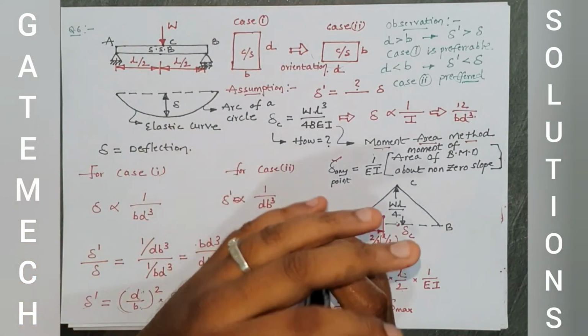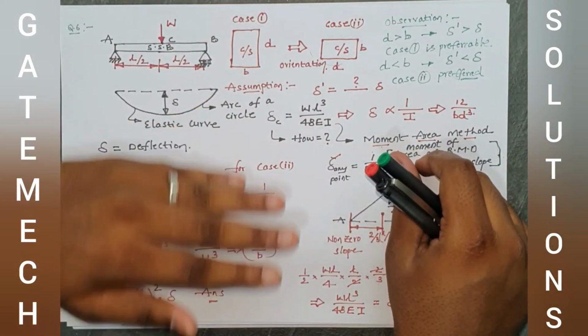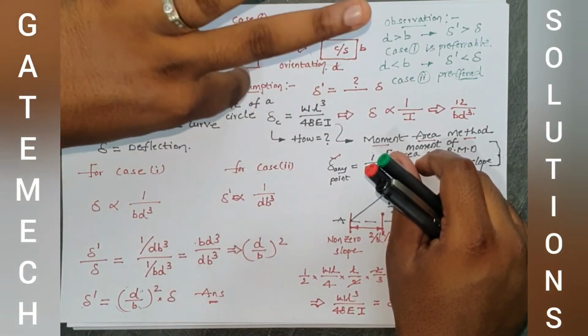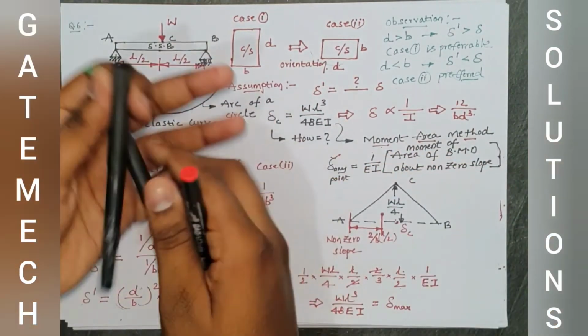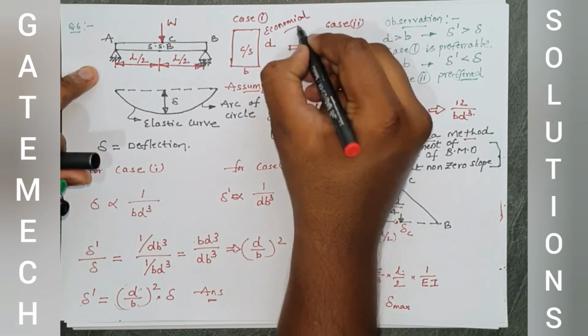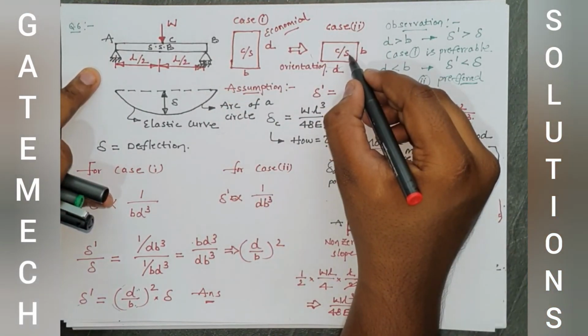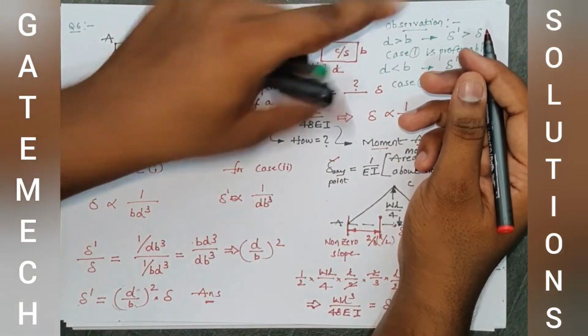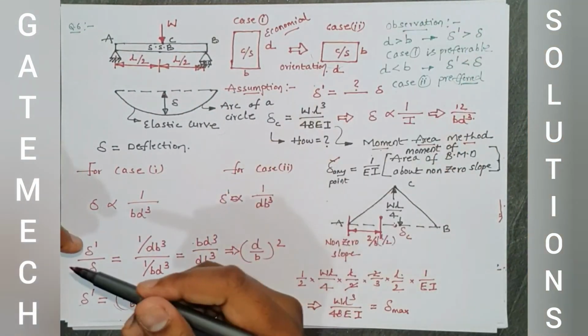So generally for a beam of rectangular cross section, in the vertical position more dimension has to be there compared to the horizontal position. So this is the economical condition if D is greater than B. This is economical if B is greater than D. Right? This is one of the important observations you need to know.